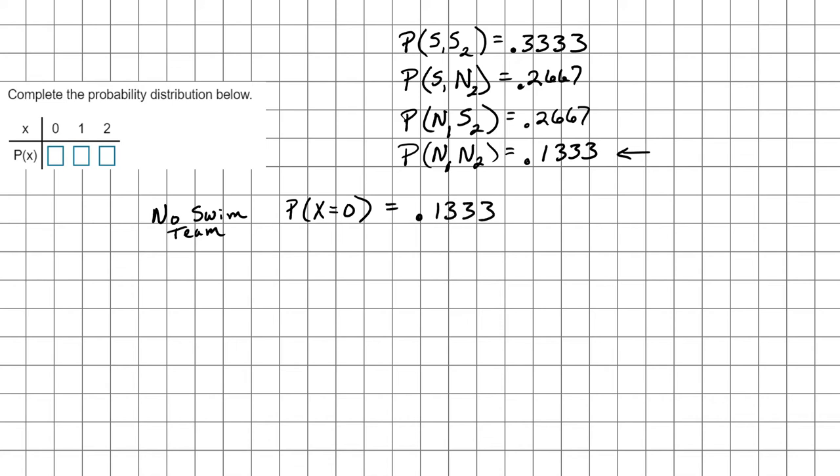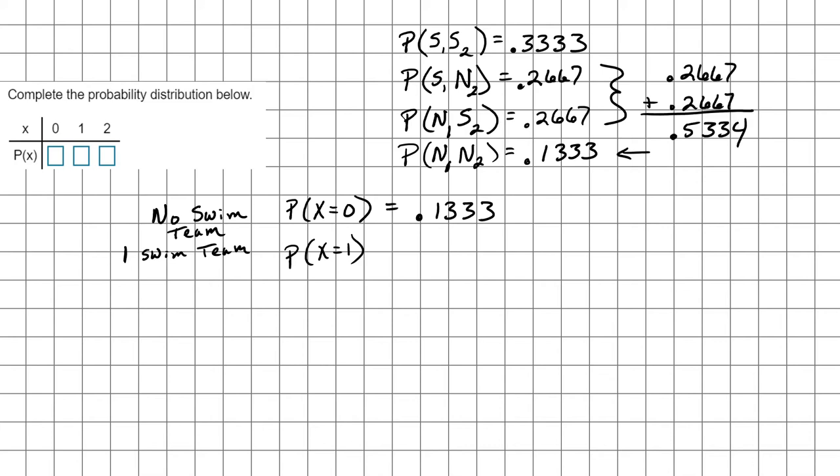So it's 0.1333. Then the next one is going to be the probability that x is equal to 1, which is going to be equivalent to 1 swim team name. And we actually have 2 of those, which are right here, so we'll need to add those together or multiply by 2. And we have 0.5334. And then there's going to be 2 swim team names, and that's going to be your probability that x is equal to 2, and that's going to be this one up here because there are 2 swim team names, and that's 0.3333.